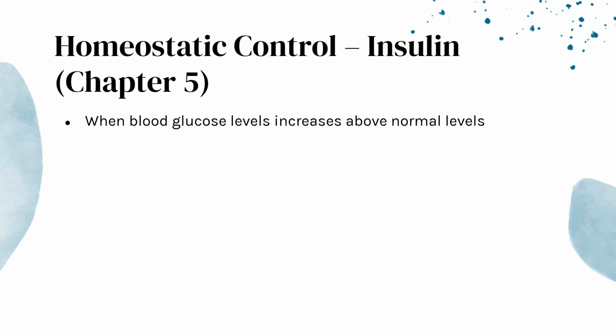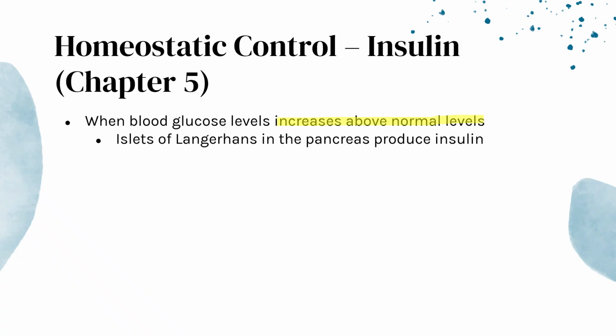All right, so let's go through insulin and glucagon first with respect to homeostatic control. So it's like a revision to chapter 5. You can use this as a model answer. When blood glucose level increases above normal, the islets of Langerhans in the pancreas will produce insulin, not glucagon, don't get confused.